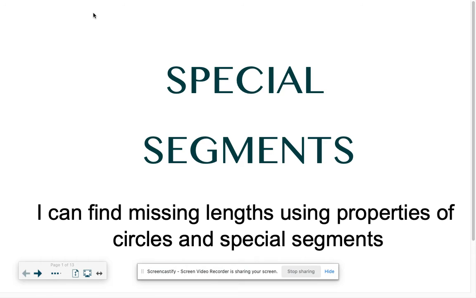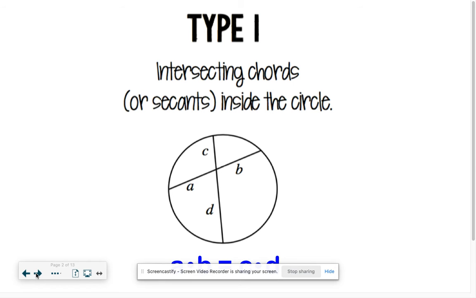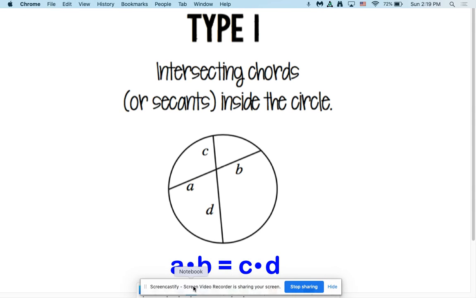Okay, so this lesson is kind of similar to the last lesson, but last lesson we were really focused on finding missing angle measures. Today we're going to use those special segments to help us find missing lengths. So the problems are going to look similar to what they were in your last lesson, but instead of finding the angles, we're looking for the segment length. So we have some different types that happen here.